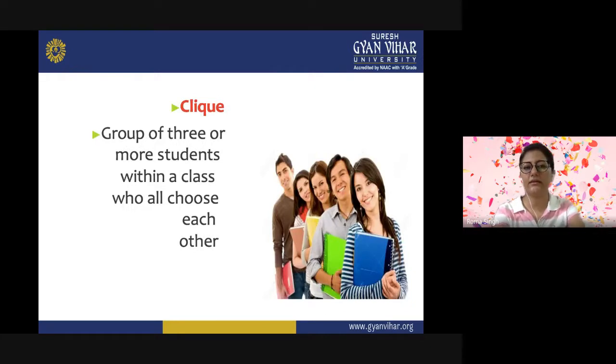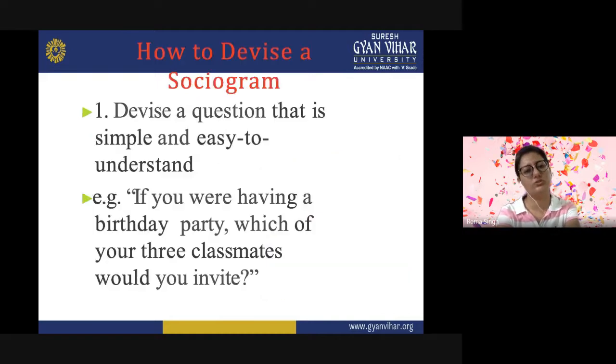Then there is clique, that is the group of 3 or more students within a class who all choose each other. So devise a question that is simple and easy to understand. When you are asking questions from the students, asking them to fill the form, you have to ask very simple questions so you can get the appropriate correct answers.